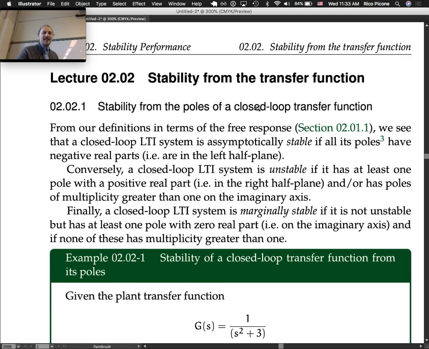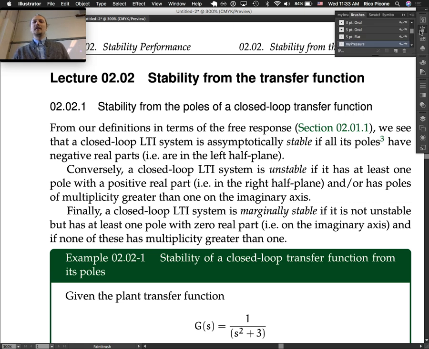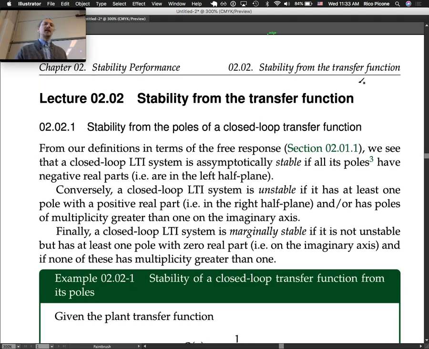So, stability from the transfer function. We've defined it. Notice that our definitions of stability, and specifically the one we're going to use, the free response definition of stability, is a stability that's broad enough to encompass different ways of finding that stability, or showing that a system is stable or unstable. So we're going to specifically look at stability from the transfer function. That's how we're going to determine if a system is stable.